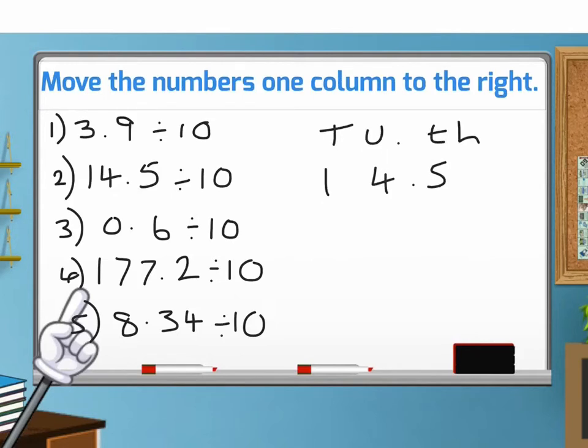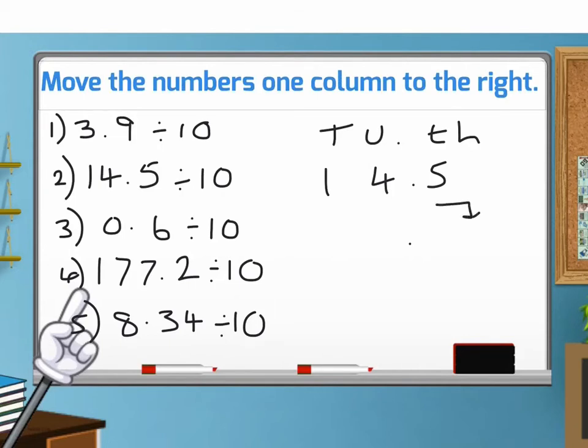For our second example, we have 14.5 divided by 10, and I've written that in already, so we have our decimal point, and once again, we move the numbers one column to the right to make them smaller. So remember, if you end up with a bigger number than what you're starting with, you've done it wrong, you've moved in the wrong way. It has to be a smaller number.